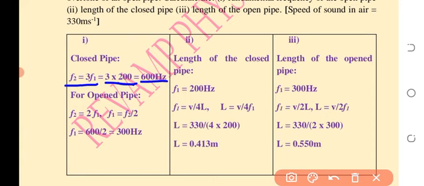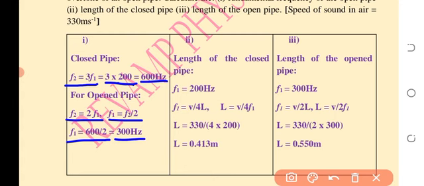And for the open pipe, we were told that the first overtone of the open pipe is equal to the first overtone of this closed pipe, which means for the open pipe, F2 will be equal to 600. And using that, we can derive an equation for our F1. If F2 equals 2F1, then our F1 will be equal to F2 over 2.